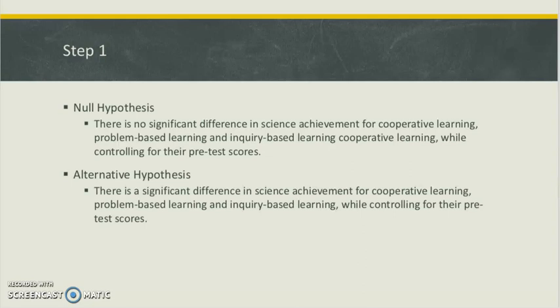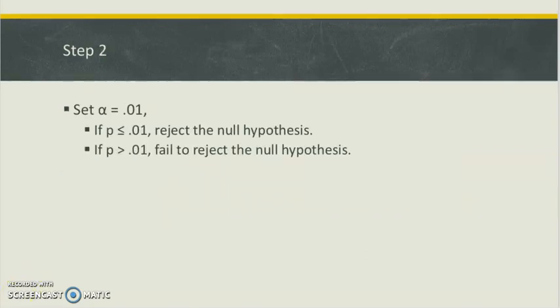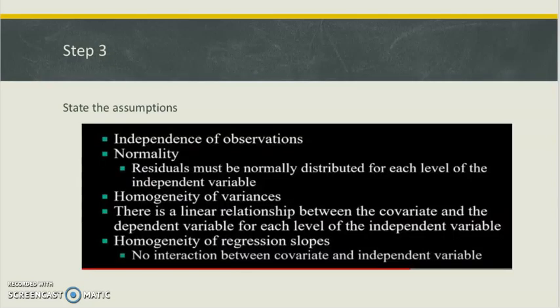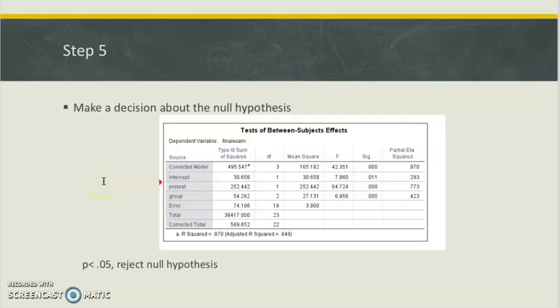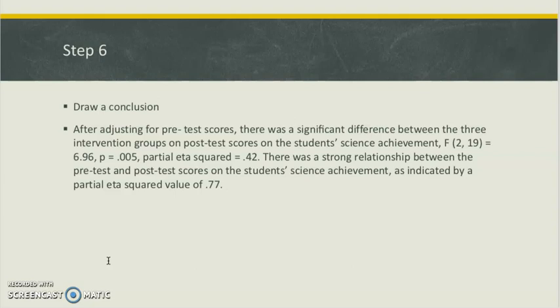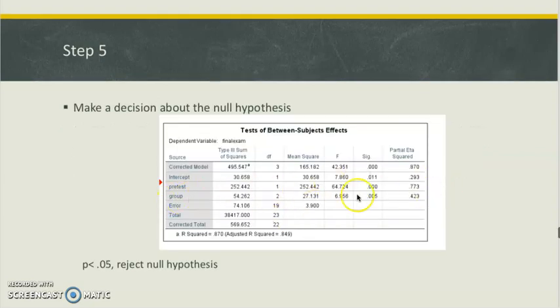So this is the null hypothesis. You may read this. There is no significant difference between the 3 groups while controlling for the pretest, whereas the alternative hypothesis is that there is a significant difference. Then set the alpha value, state the assumptions, run the SPSS, check the assumptions, and what is the result? From this result, we can see that for group, this one, it is 0.005, less than 0.01. My mistake here. So we reject the null hypothesis. You draw the conclusion from this row, from the level.